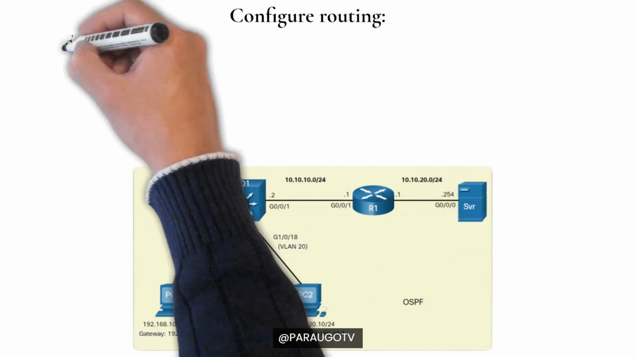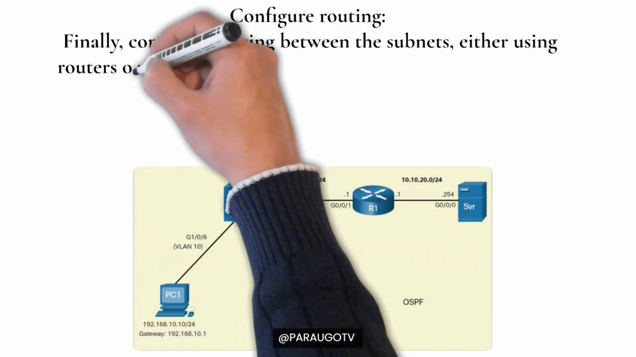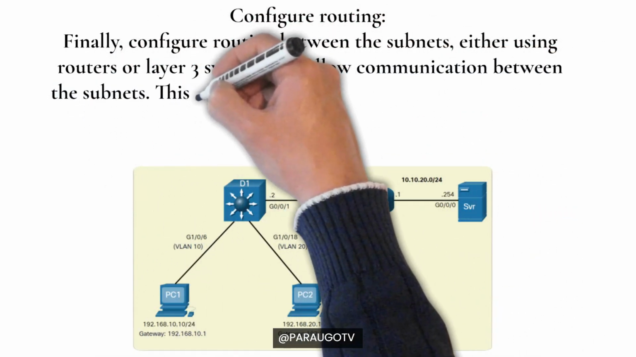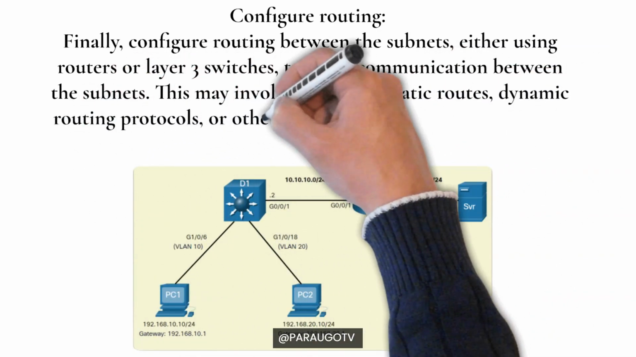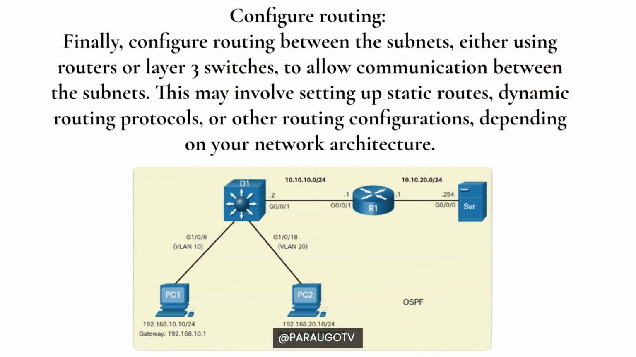Configure routing. Finally, configure routing between the subnets either using routers or layer 3 switches to allow communication between the subnets. This may involve setting up static routes, dynamic routing protocols, or other routing configurations, depending on your network architecture.